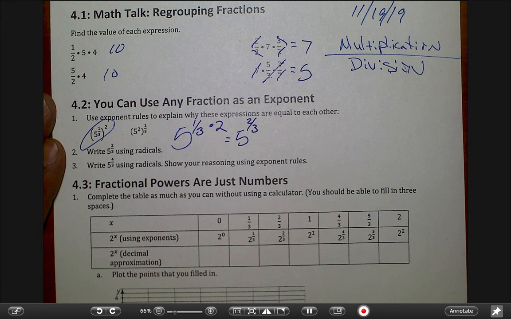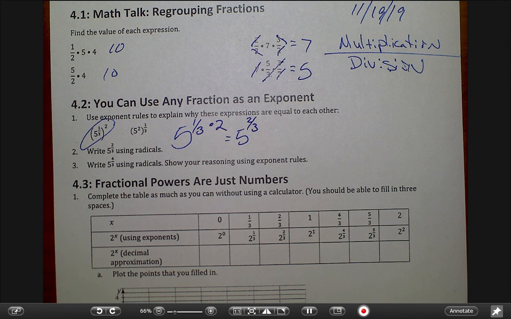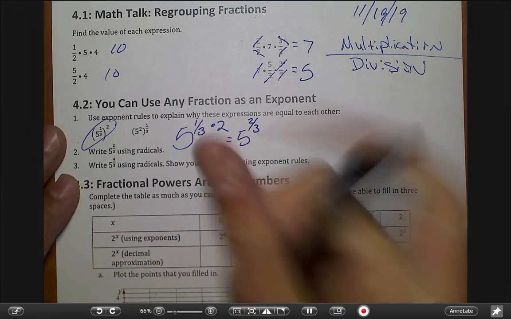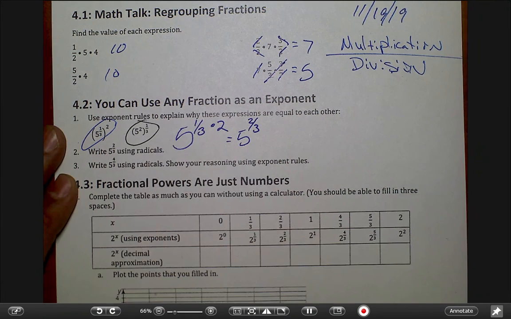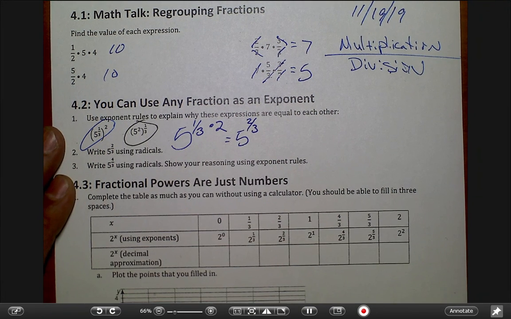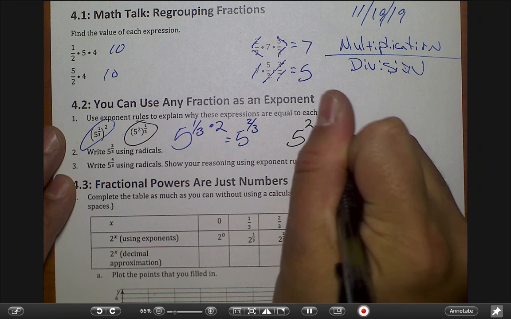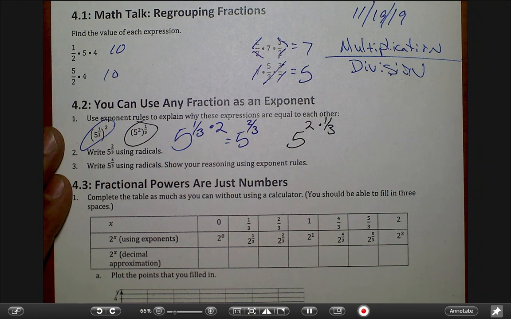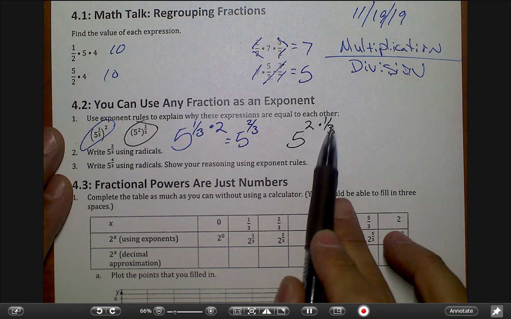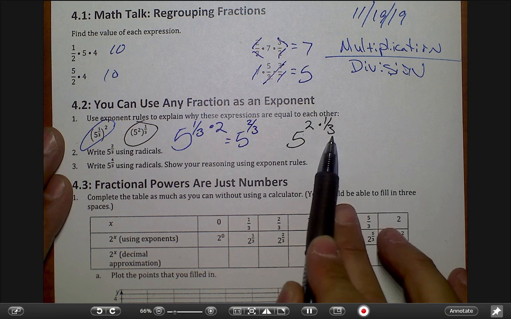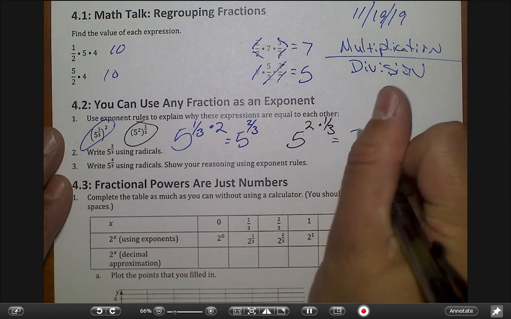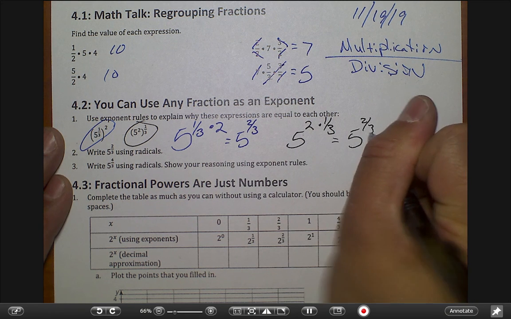And now the other one. So this next one over here, I'm going to do the same thing, but I'm starting off with 5 squared times 1/3. Same thing happens. I multiply by the top, divide by the bottom. So 2 times 1 over 3. So it's still going to be 5 to the 2/3.